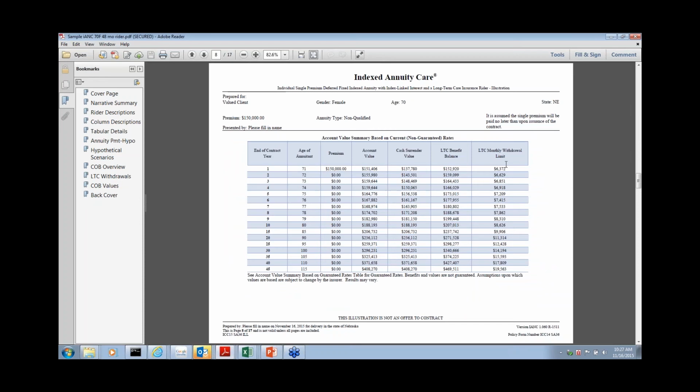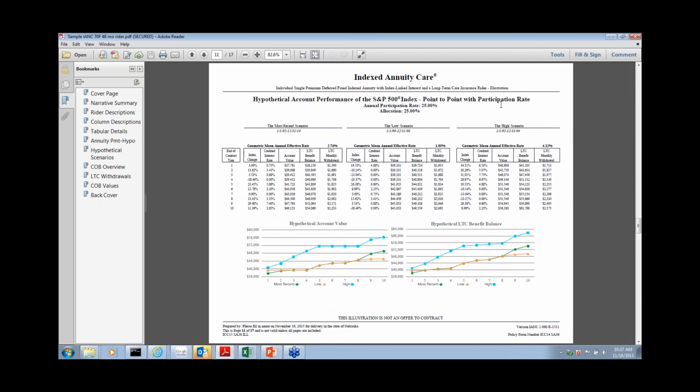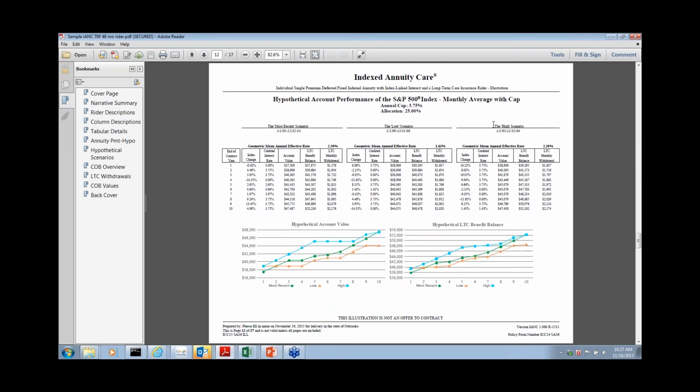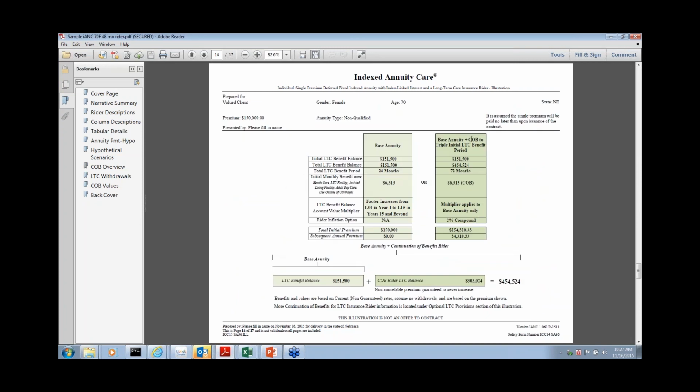All these pages are going to look identical because this is her base policy, okay? And then what I did was I ran 25% into each strategy. So now you have a few more pages because you have the point-to-point with the cap up top here, the point-to-point with the par, the monthly average with the cap, and the monthly average with the par, okay? And here's the main page that'll look different.